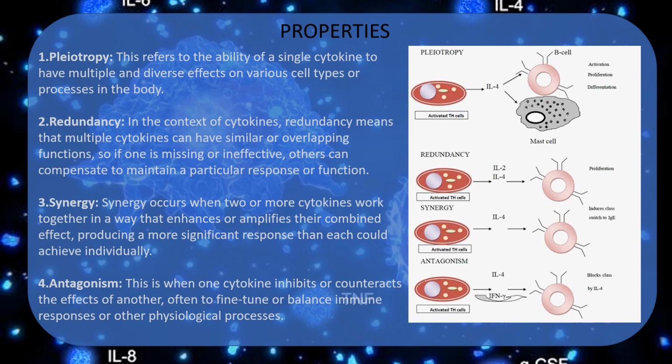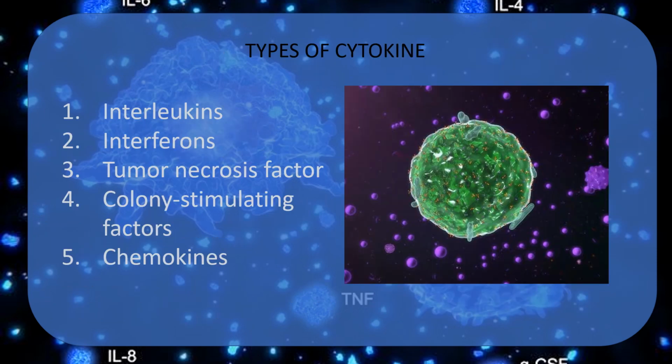Next is synergy. Synergy occurs when two or more cytokines work together in a way that enhances or amplifies their combined effect, producing a more significant response than each could achieve individually. Antagonism. This is when one cytokine inhibits or counteracts the effects of another, often to fine-tune or balance the immune response or other physiological processes.